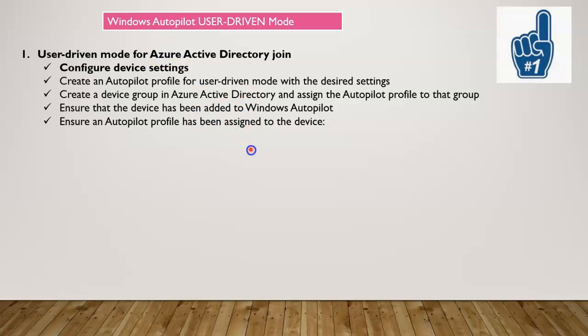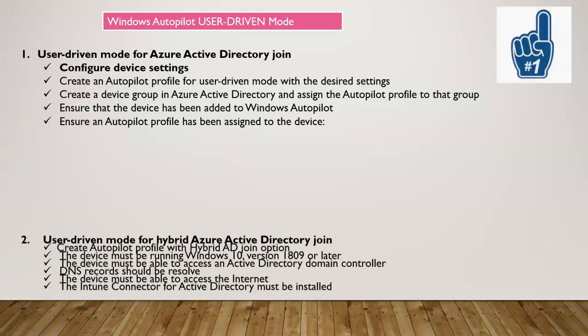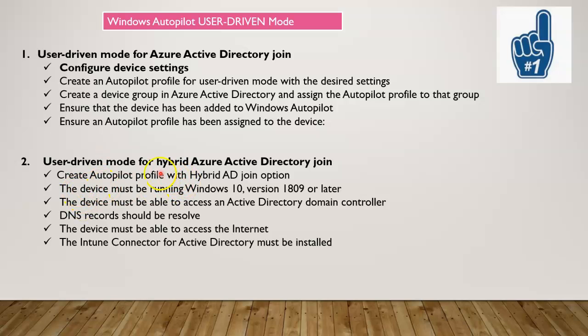That means the user has to touch a limited number of options, like selecting regional information such as country name, language, and the keyboard. Those options they must select. The other option is user-driven with hybrid Azure AD. That means the machine will be joining Azure AD as well as the on-premises Active Directory. I'm not going to talk about that now, but the next section would be completely on user-driven.